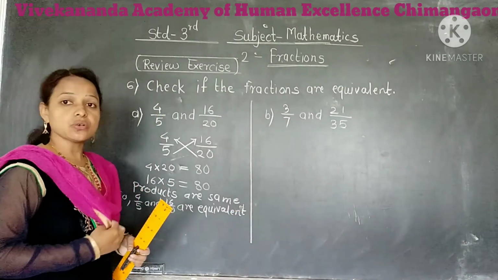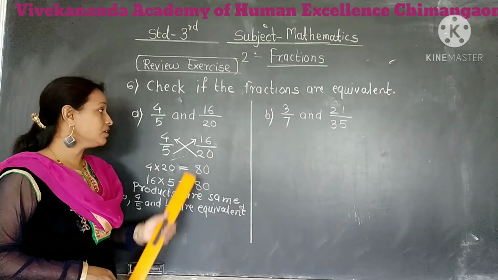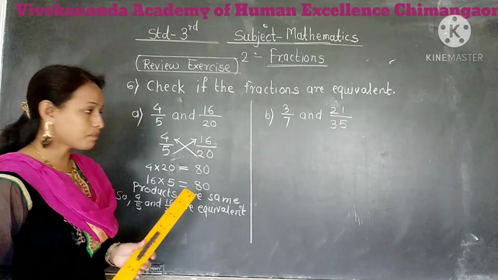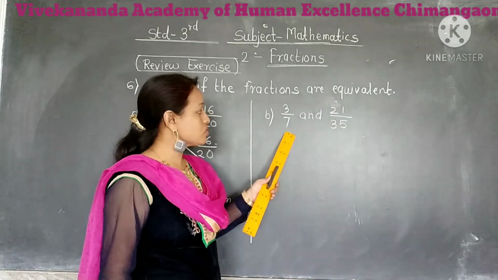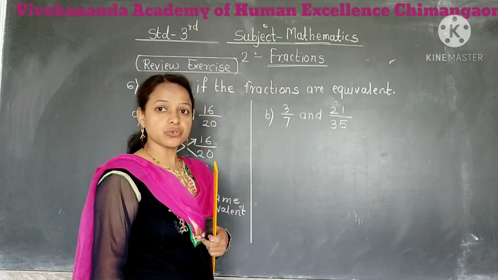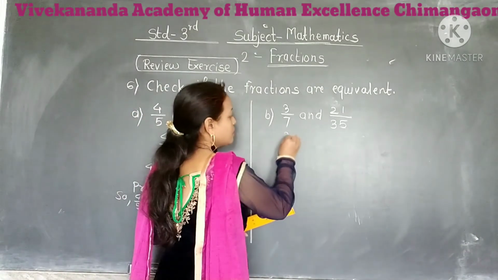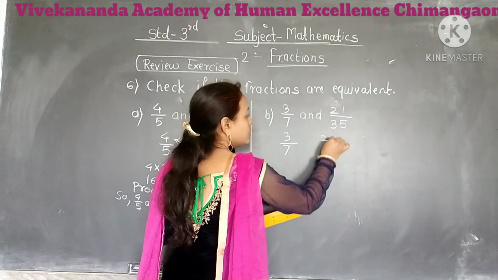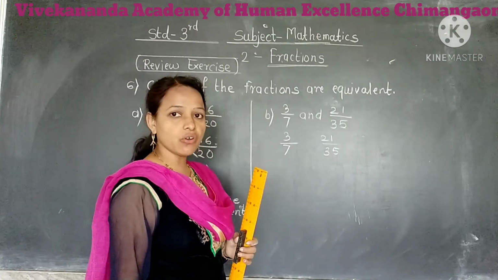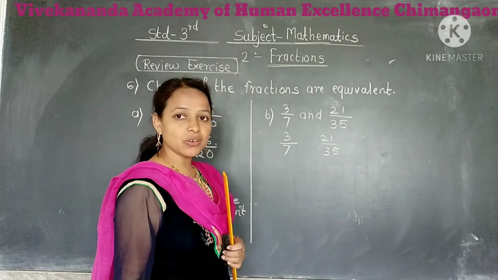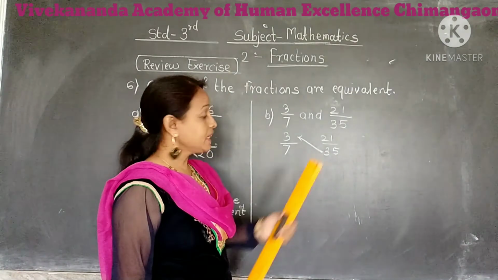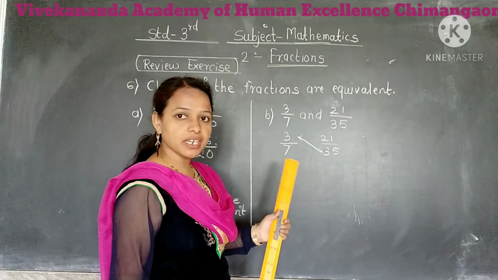See student, by the cross multiplication method we find whether the given fractions are equivalent or not. Okay, now let's solve the second example. Here the second example is 3 upon 7 and 21 upon 35. So here also we use the cross multiplication method. We multiply the numerator of the first fraction with the denominator of the second fraction. Also multiply the numerator of the second fraction with the denominator of the first fraction.